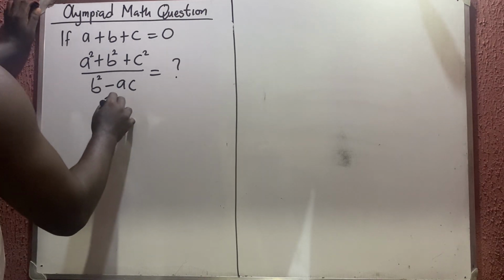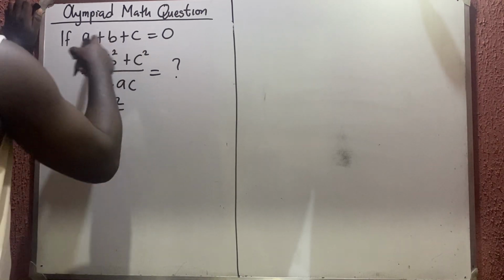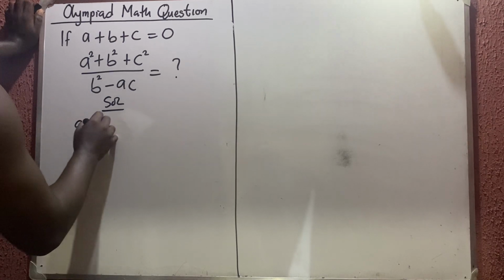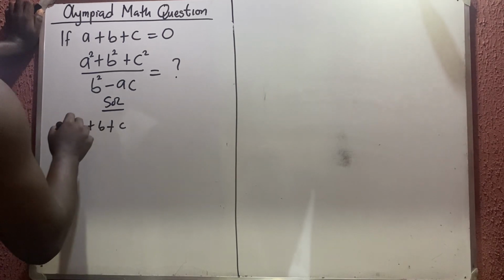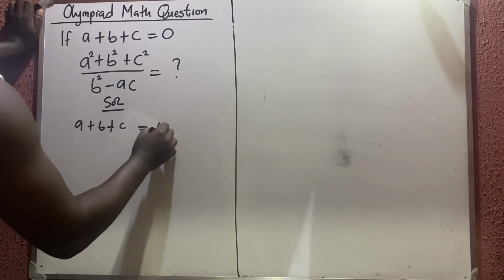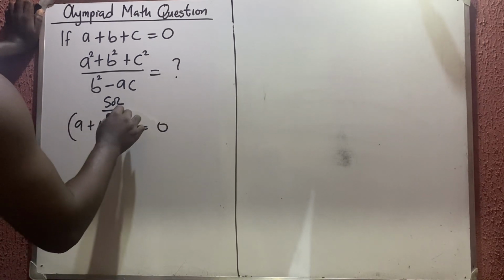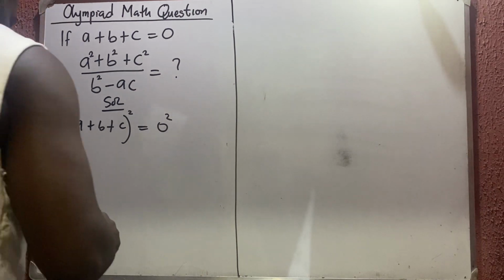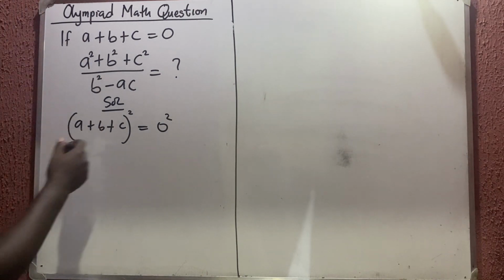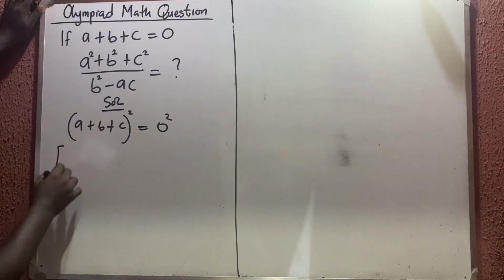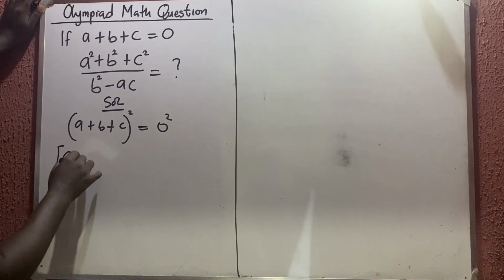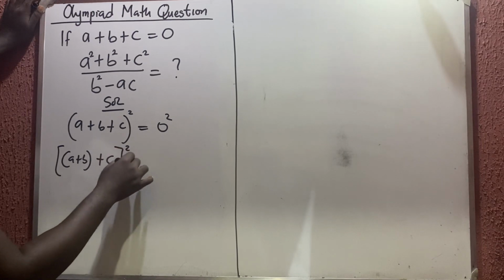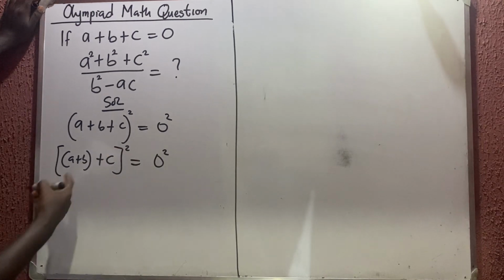Now the solution, and the first thing you do is let us square both sides from the given one. They gave us a plus b plus c, that is equal to 0. If we square both sides, we are going to have this one squared and this one squared. Now let me make it into (a plus b), then plus c, like this, then all squared is equal to 0 squared. I did not change anything.